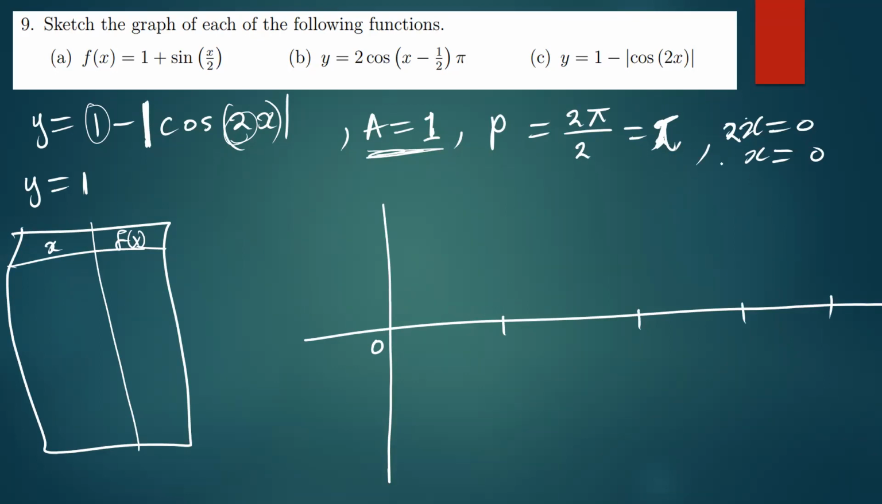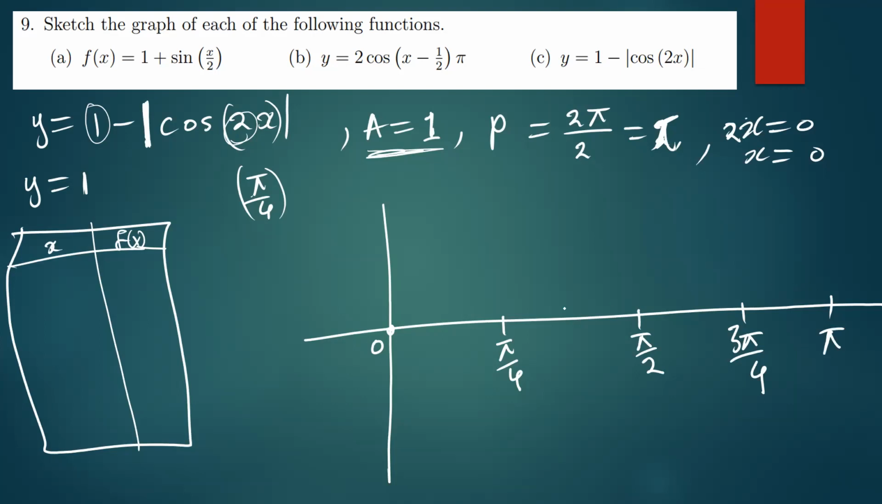Simple. You simply divide the period by 4. So the period we have is pi. If I divide it by 4, I'm going to get pi over 4. So the distance from one point to the other will be pi over 4. So pi over 4 plus pi over 4, I'm going to get pi over 2. Then pi over 2 plus pi over 4, I'm going to get 3 pi over 4. And then 3 pi over 4 plus pi over 4, I'm getting pi as the answer.